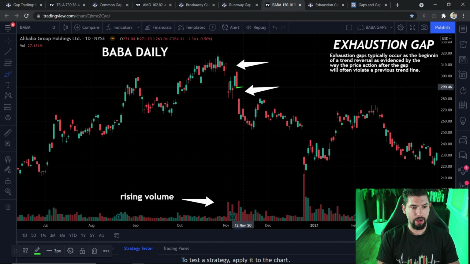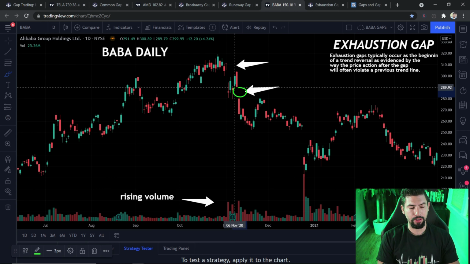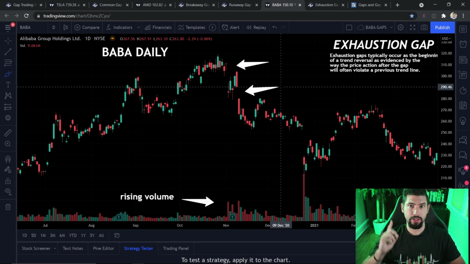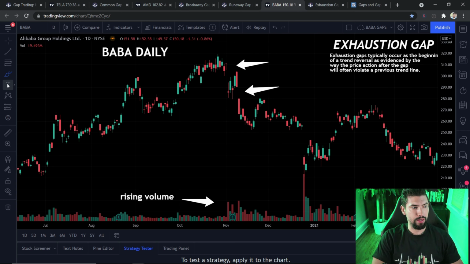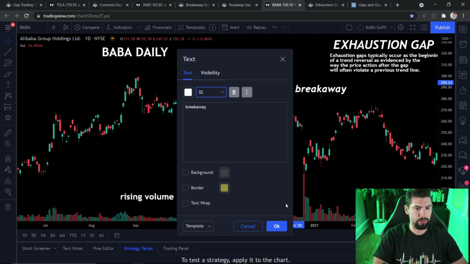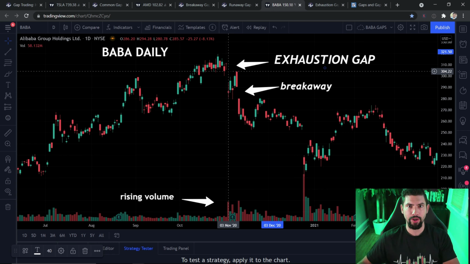Then you had another gap down right here. This would actually be considered a breakaway gap at this point. So you can have a breakaway gap to the upside like we saw in AMD, or a breakaway gap to the downside like we're seeing here in BABA. So this one, we can actually coin it as a breakaway. All right, so we'll do that here. The first gap was an exhaustion gap, and we know that now by looking at the price action and seeing what happened afterwards.